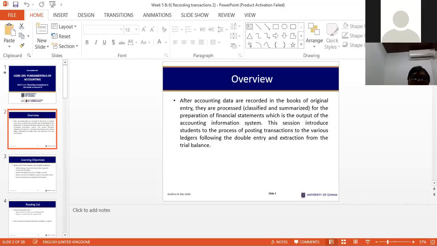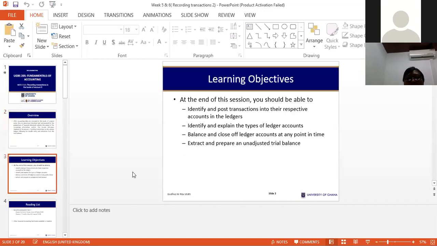Ledgers, we are able to extract the trial balance, from which we would prepare our reports. At the end of the session, we expect that students can identify and post their transactions into the respective accounts in the ledgers from the day books.